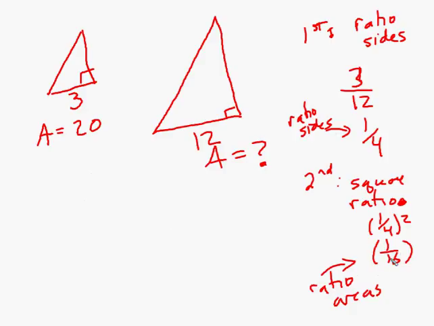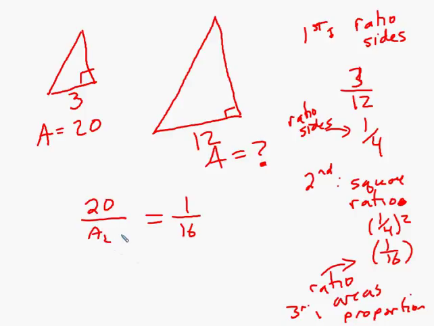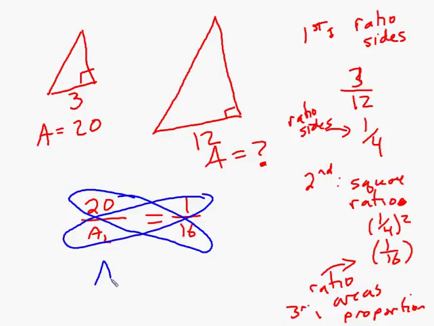Alright, so I know that my scale here is 1/16. Now the third step is to set up a proportion. My first shape's area was 20, and the area of my second shape is, what do I do? Cross multiply. So area 2 is 320 units squared, whatever those units happen to be.